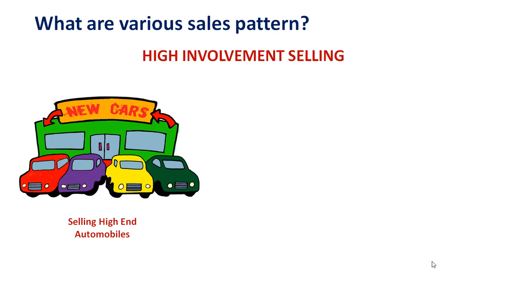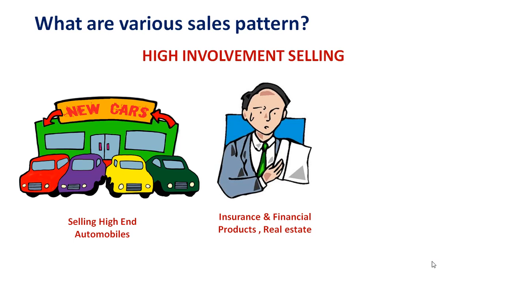And after you choose the car model, they will completely assist you to get the finance done, so that they can make their sales. So it is an example of high involvement selling. Let's say another example. If you decide to buy some insurance or financial products, and you call some finance executives or an insurance agent, they will come to your place.